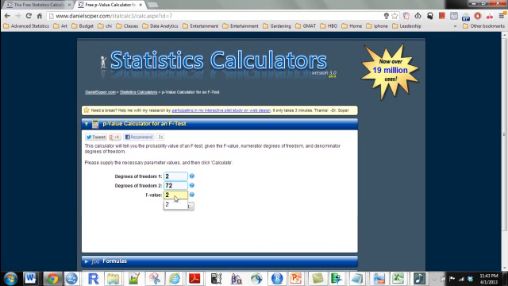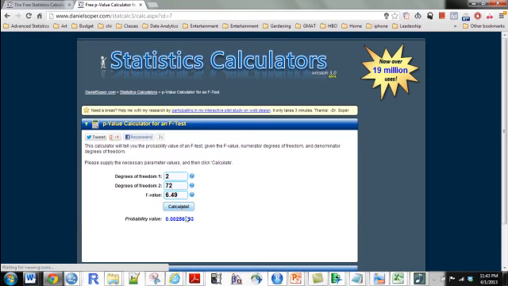And I'm just making up this F value now, but let's say that we calculated that MSTR divided by MSE came out to be 6.49. So that's what we had from the table, the degrees of freedom 2 and 72, and we calculated the F value, hit calculate, and there's the p-value, 0.002576.